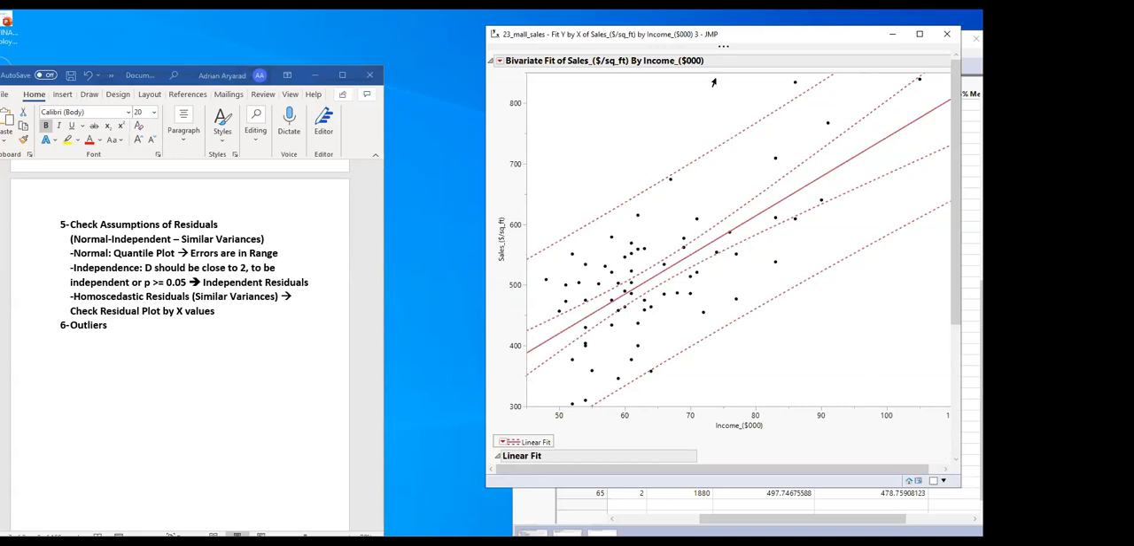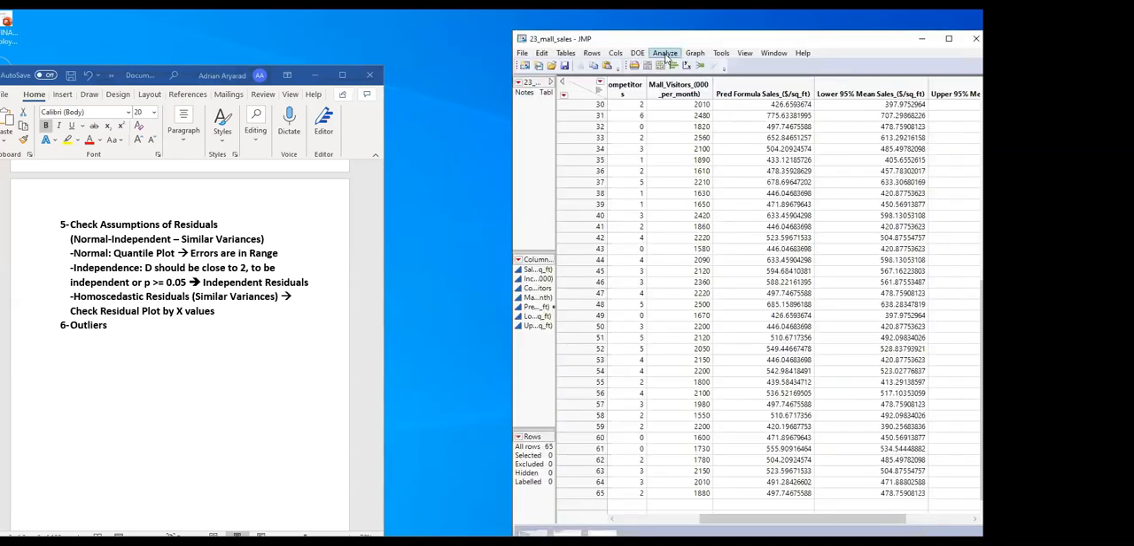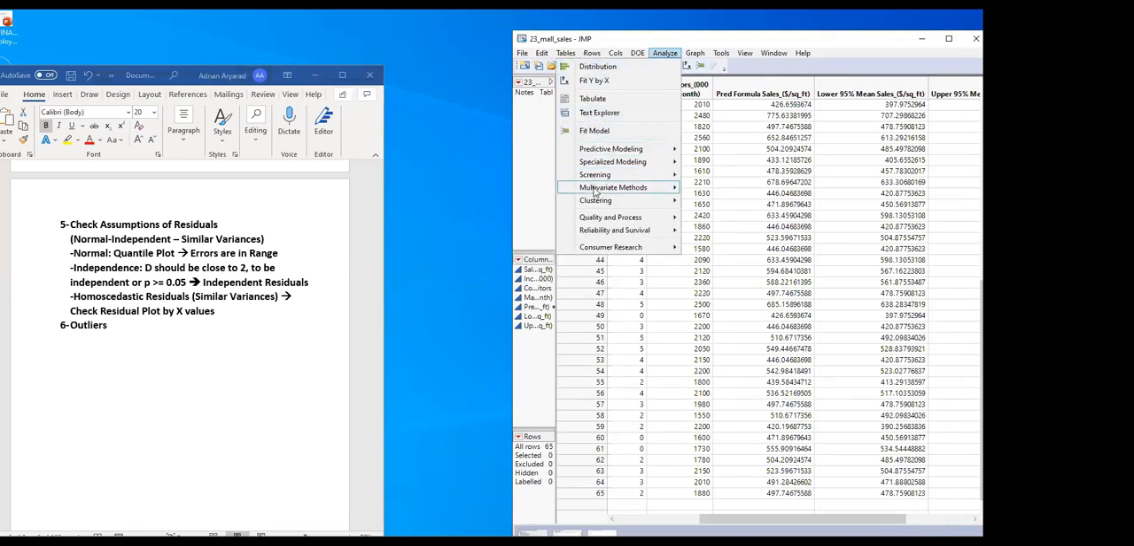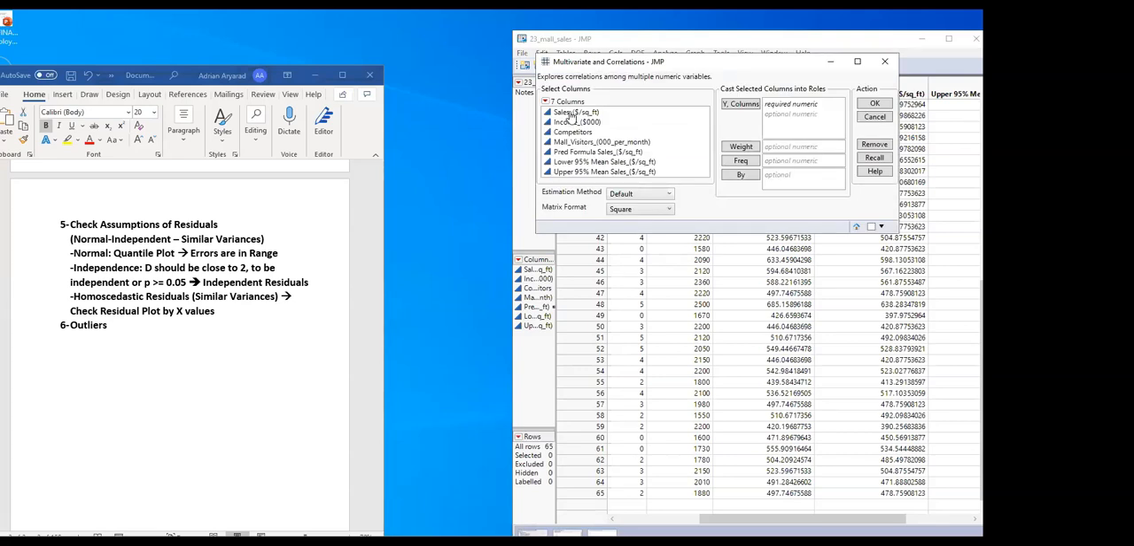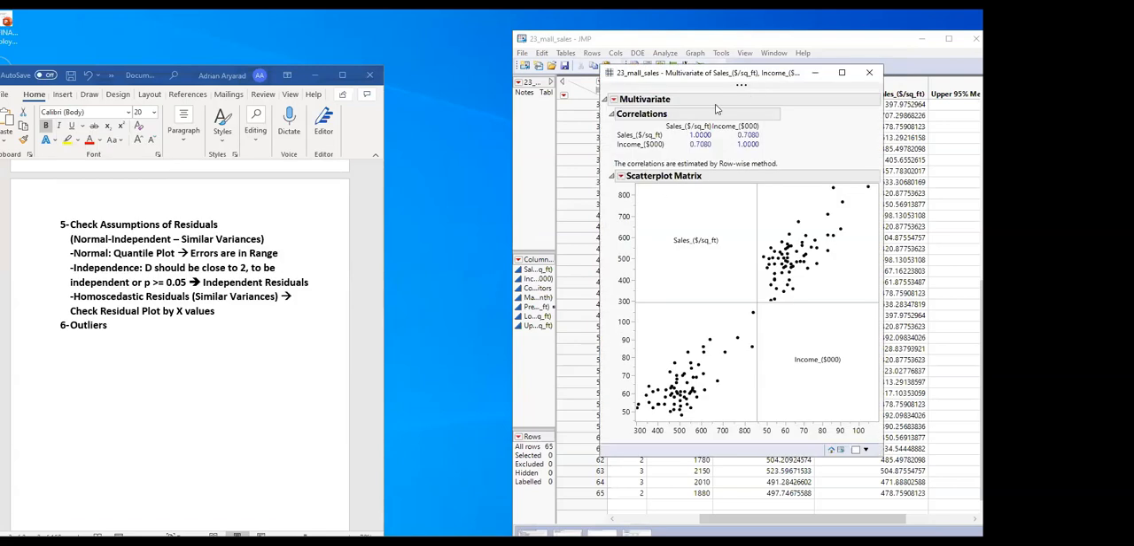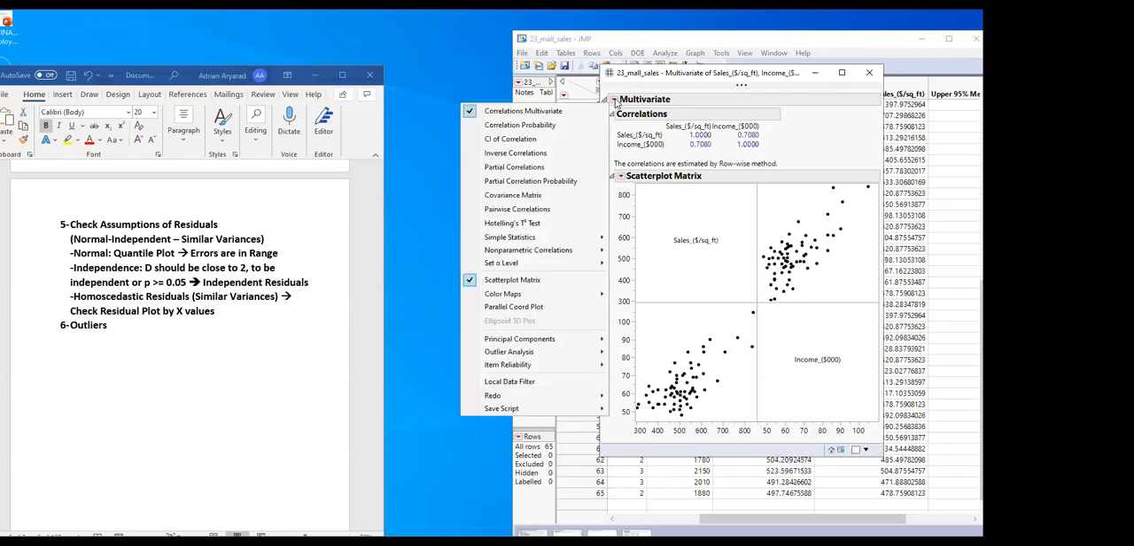Then another method to find the outliers is to go to analyze, multivariate methods, multivariate, and check your explanatory and your response variables. They both go to Y columns, click OK, and these are your correlation matrix. So that's the correlation, that's the relation, right? You go here on top, the red triangle. Down here, you have outlier analysis, and outlier analysis is going to give you a border line that any point after that border line is going to be considered as an outlier.